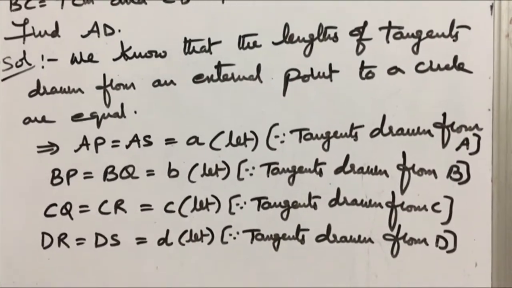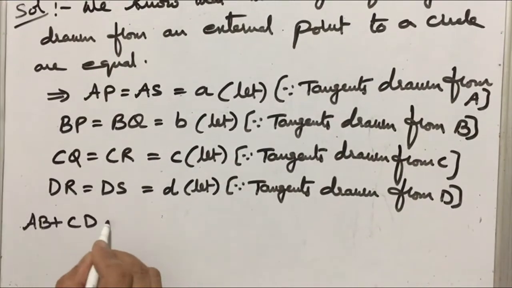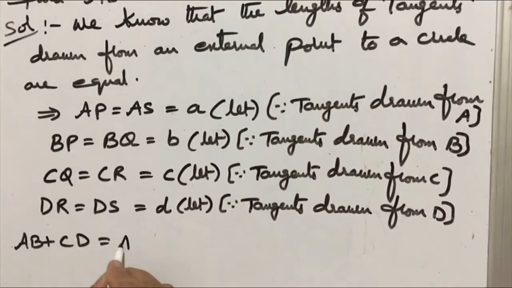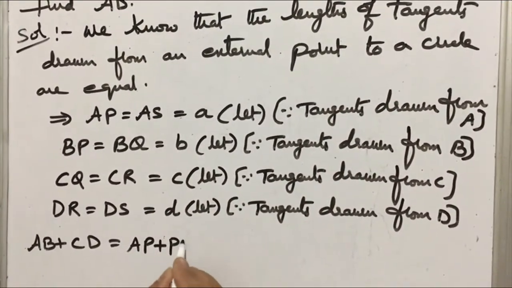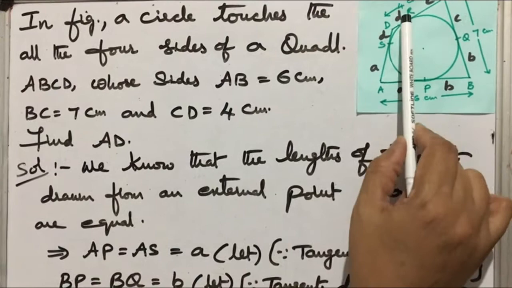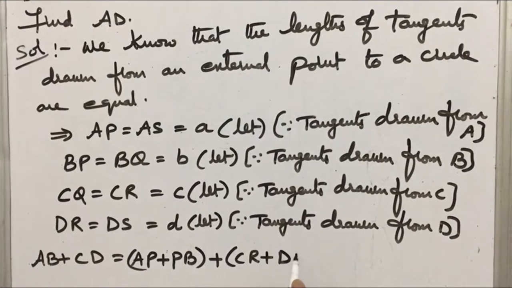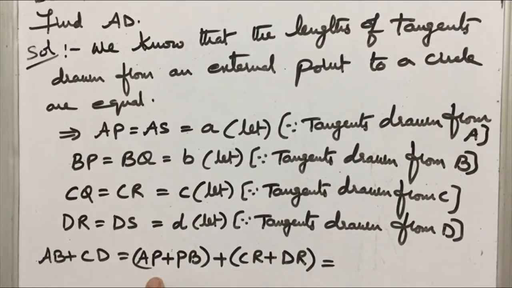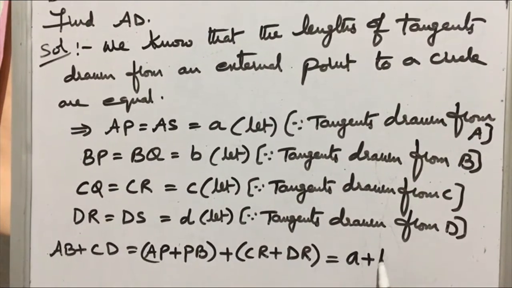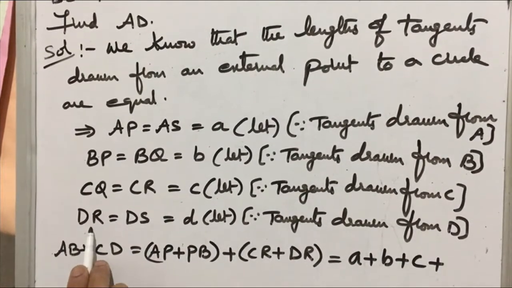Okay. Now here let us take AB plus CD. In the figure, AB is nothing but AP plus PB, plus here CD is nothing but CR plus DR. So here you see, AP is how much? Small a. PB is how much? Small b. CR is how much? Small c. DR is how much? Small d.